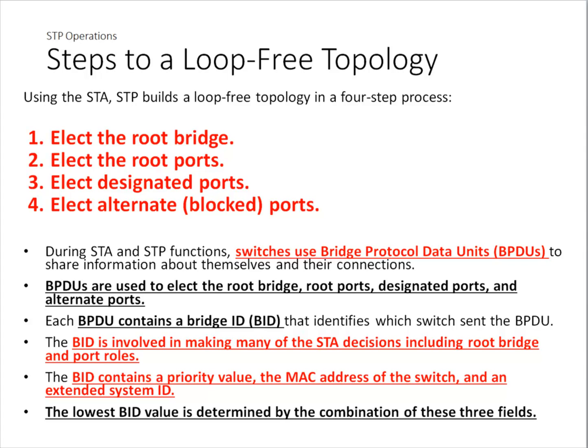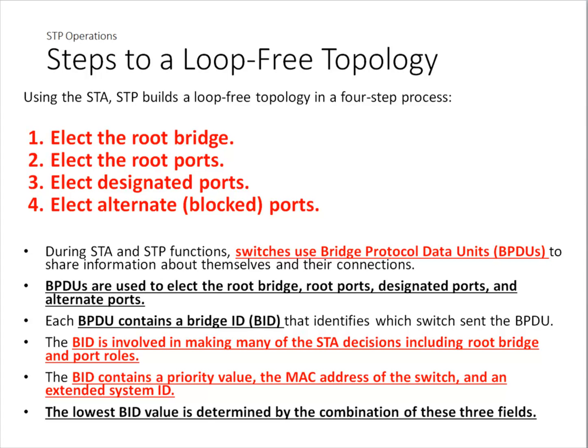Now we can see in the next slide: steps to a loop-free topology. The spanning tree algorithm is going to build a loop-free network topology for us. What are the steps? The 4 steps are given here. The first step is electing the root bridge. The second one, elect the root ports. The third step, elect the designated ports and elect the blocked ports, that means the alternate ports. So these are the 4 steps that we already discussed, but now only the terms are changed.